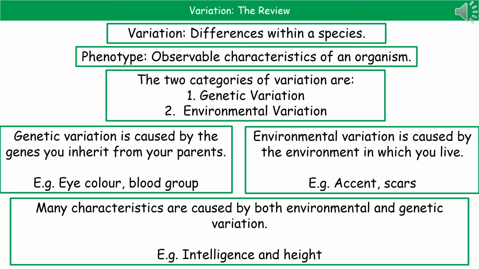So genetic variation is caused by the genes you've inherited from your parents, and that's things like your blood group and eye colour, whereas environmental variation is caused by the environment in which you live, things like your accent or scars. However, don't forget we have some characteristics that are also caused by both the environmental and genetic variations. So this is things like your intelligence level and your height.